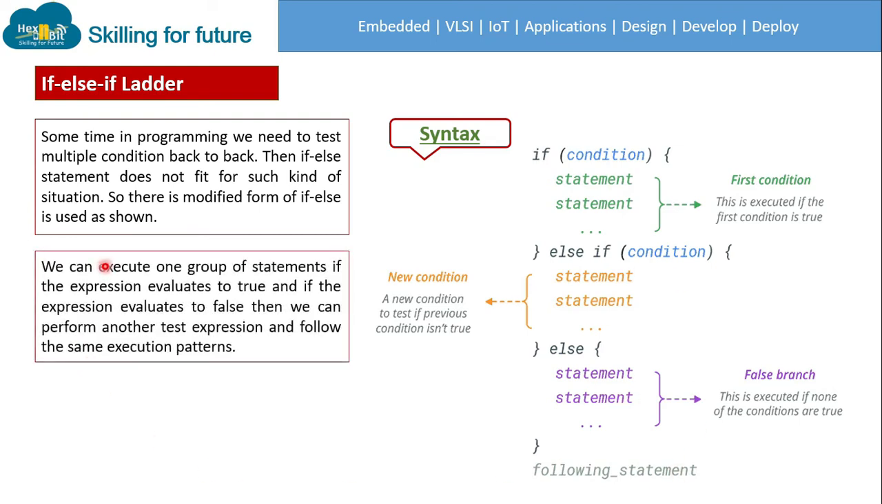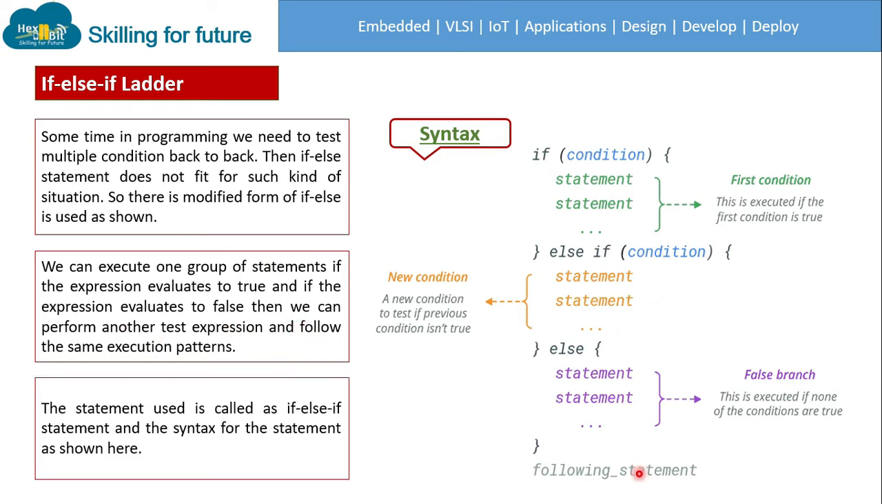We can execute one group of statements if the expression evaluates to true, and if the expression evaluates to false, then we can perform another test expression and follow the same execution pattern. This is called the if else if statement, and the syntax for the statement is as we have discussed here.